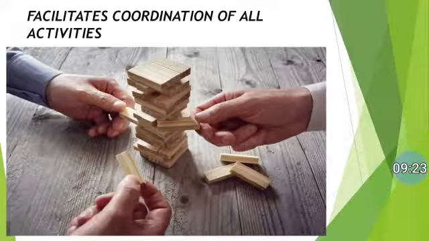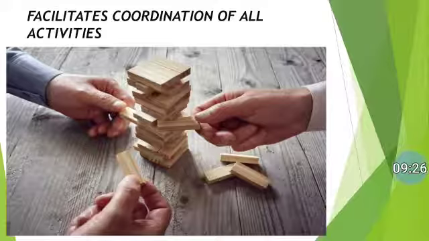Next point is facilitates coordination of all activities. All activities of a business organization are closely related to each other. As there are various departments in the organization, they are marketing department, production department, research department, and sales department. Now here, integrated efforts are required. What are integrated efforts? Integrated efforts means all the departments have to work in harmony. They have to work together. So it's possible when good planning is done.